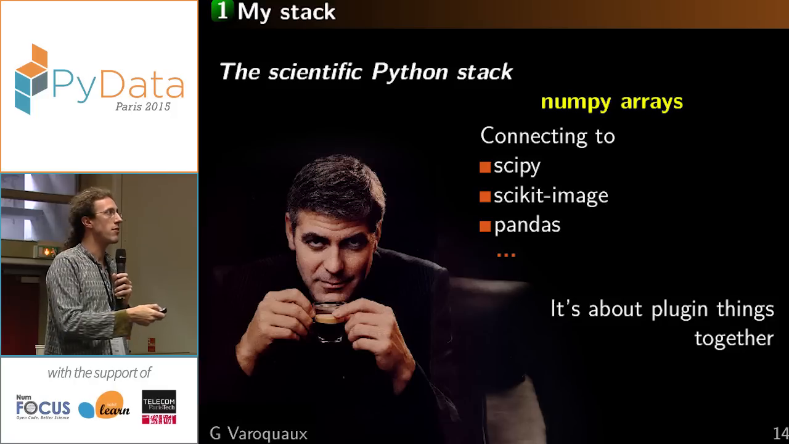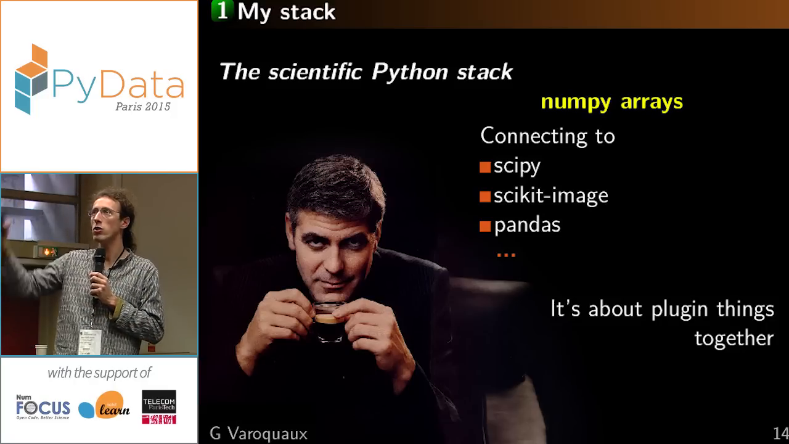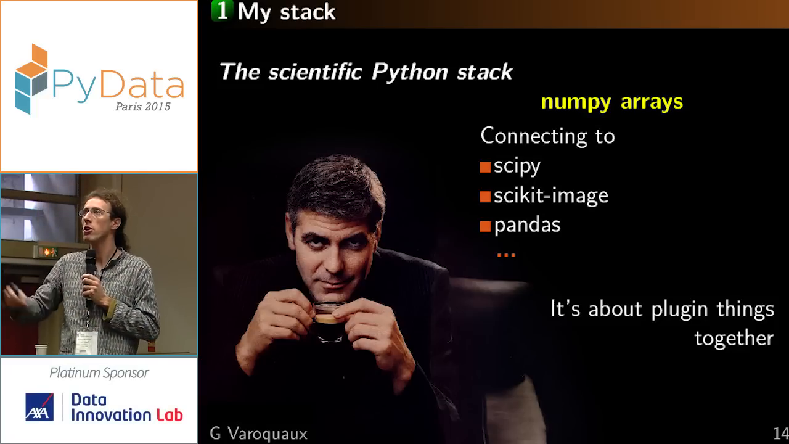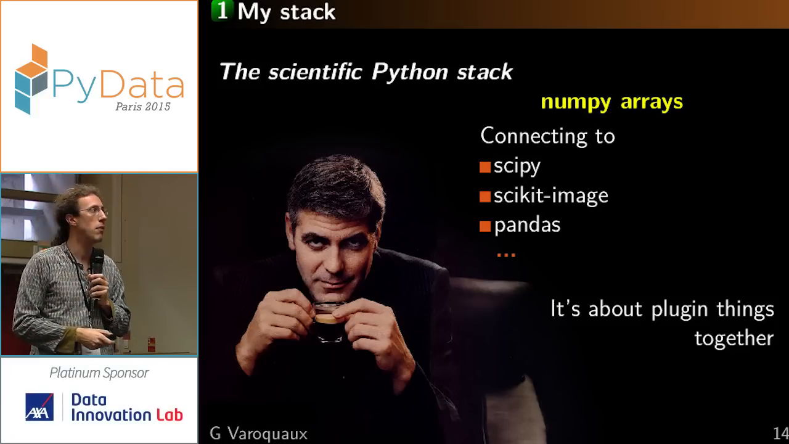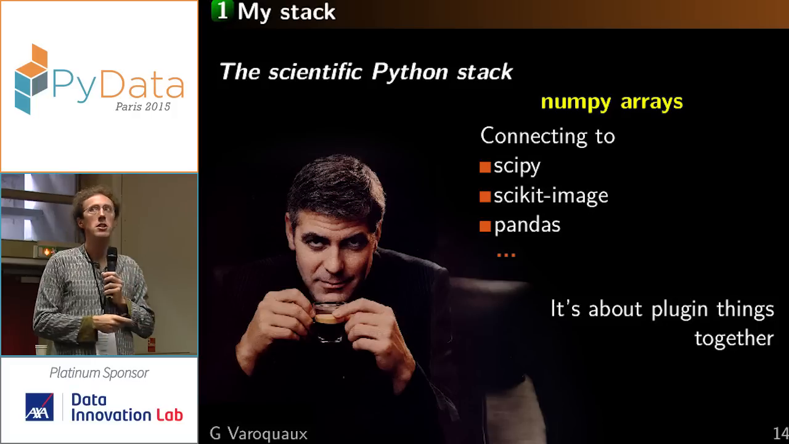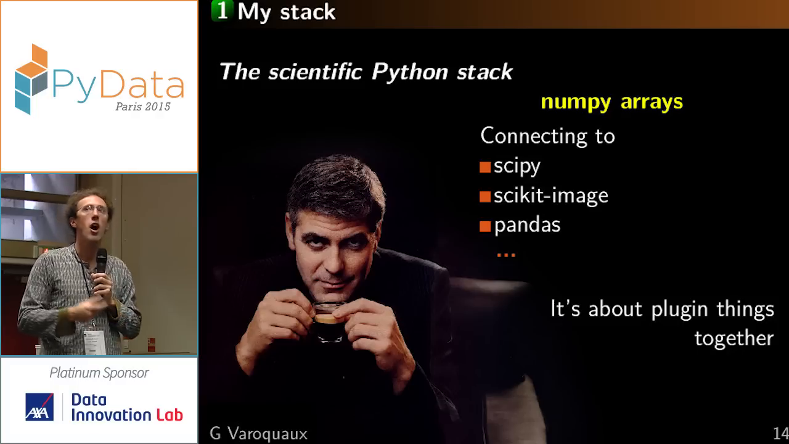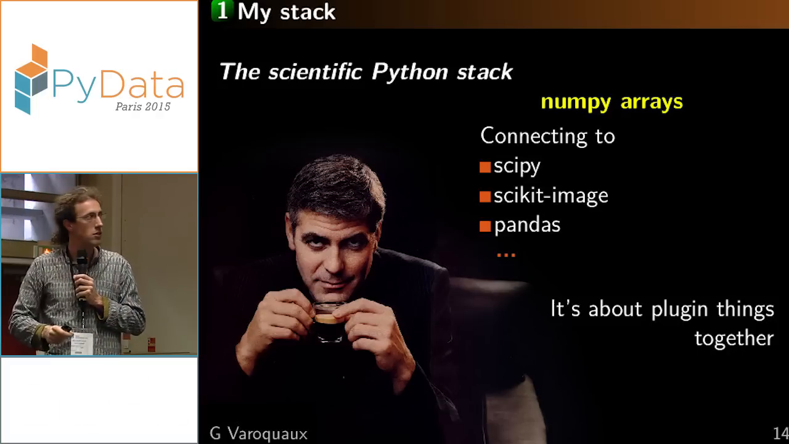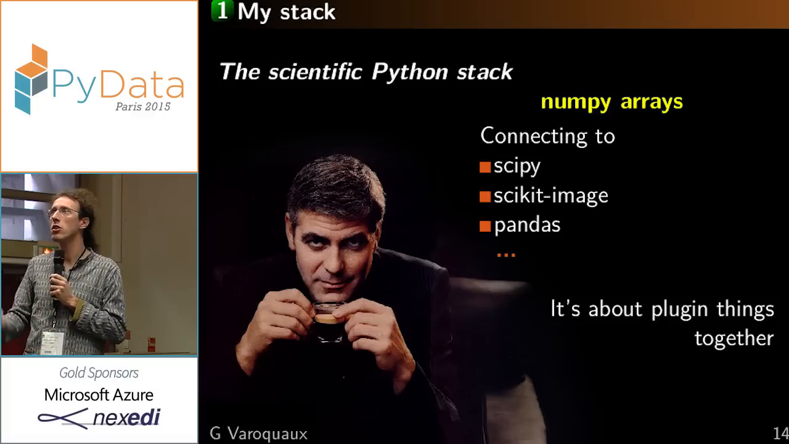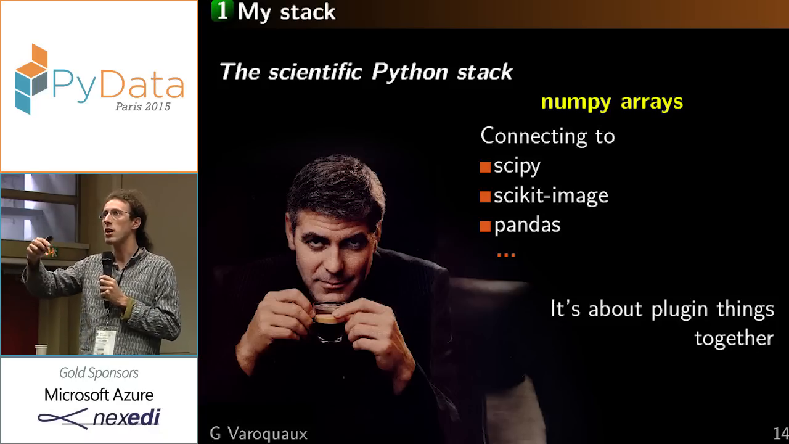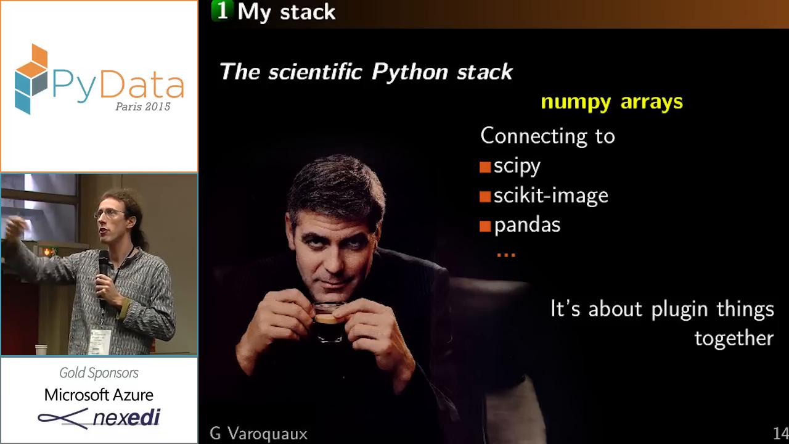The good thing is once you have these, you can connect to the whole scientific Python world. To SciPy, so it's basically numerical algorithms in Python and C. To scikit-image, we'll have a talk about scikit-image later, so image processing. To pandas, so rich data structures. And I think the value of the ecosystem is really about plugging things together, because a machine learning toolkit by itself has no value for application. It will need something to go towards the application, whatever the application is.